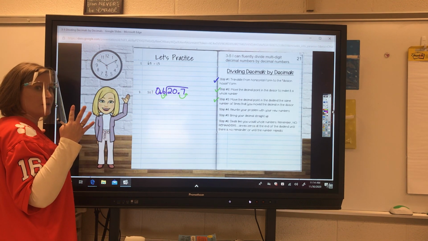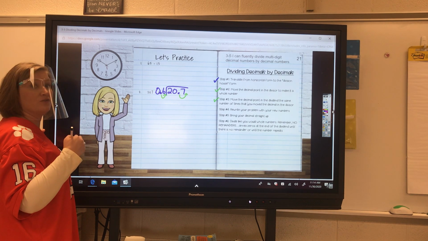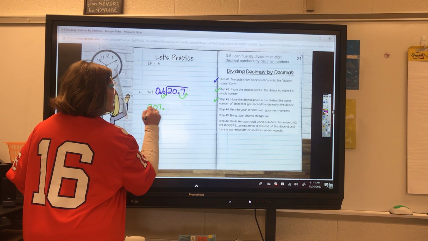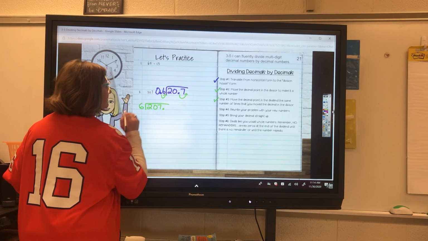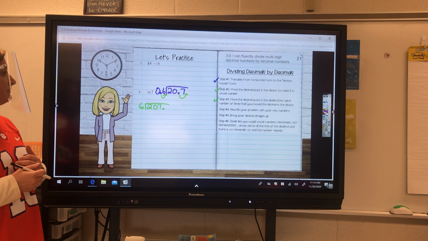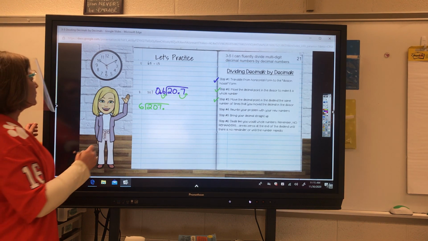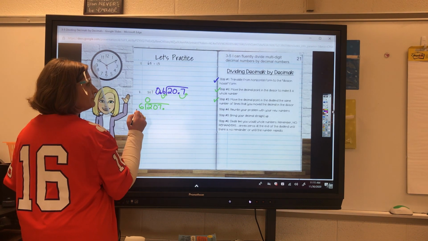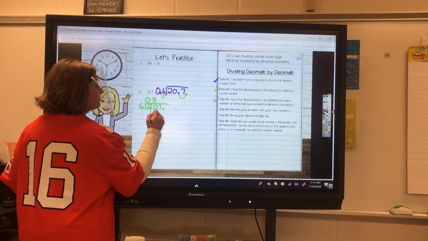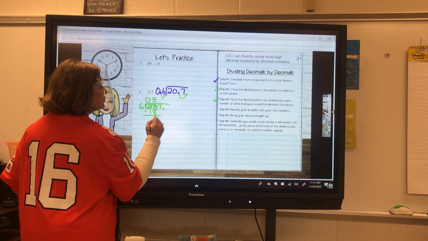Step 4 tells me I must rewrite it. As much as you don't want to rewrite it, you've got to do it. Please make sure you put a decimal at the end, just to help yourself, okay? How many times will 6 go into 20? 3. 3 times 6 is 18. 20 minus 18 is 2.